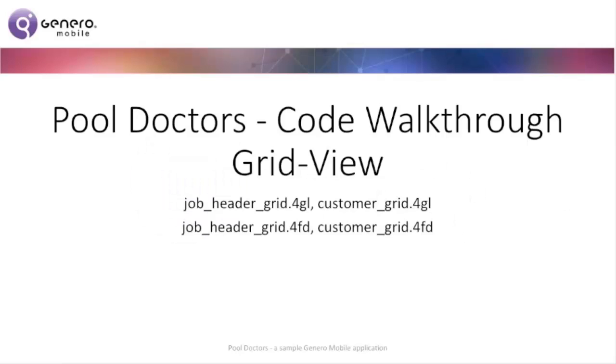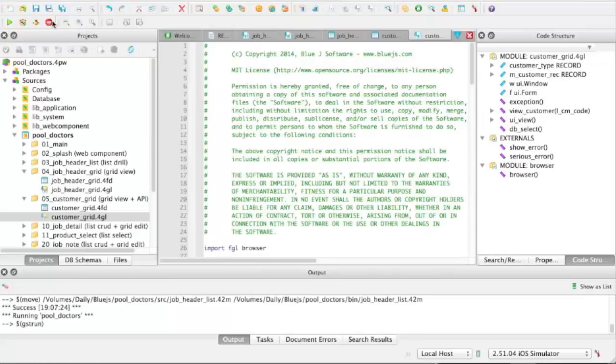In this series of videos, I walk you through the sample Pool Doctors application that I developed for the introduction of Genero Mobile. In this particular video, I look at what I call the grid view pattern, which you'll see in the job_header_grid and the customer_grid .4gl files and associated forms. So let's have a look at those when they're running.